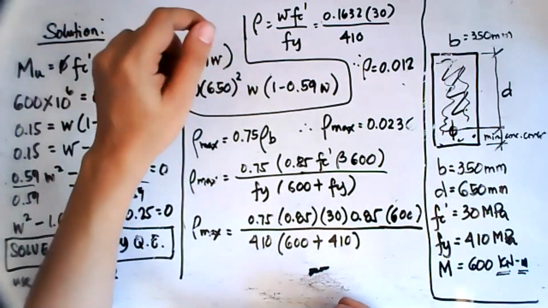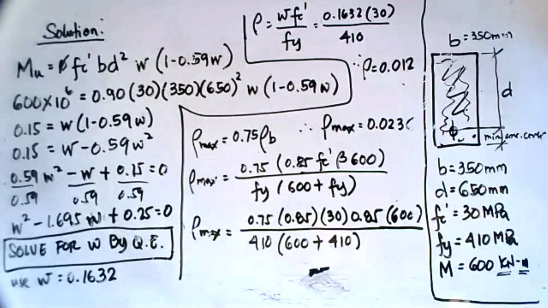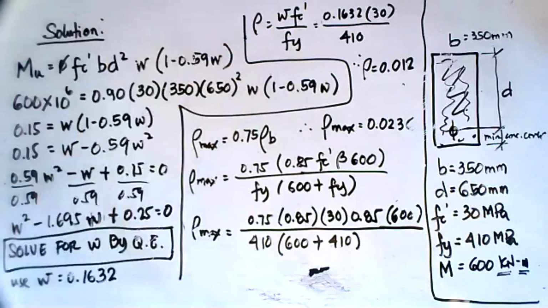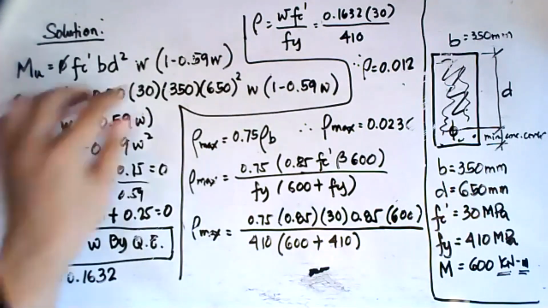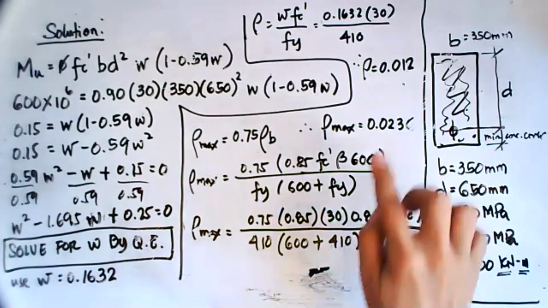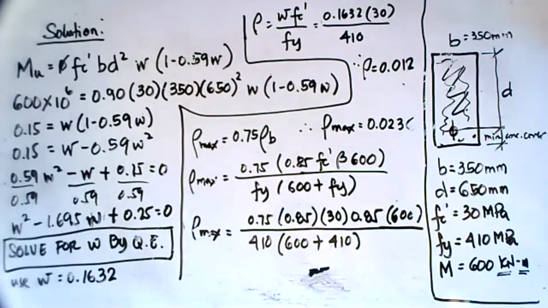How do we determine the area of the bar? We need to find out first the steel concrete ratio. The steel concrete ratio has a formula of W Fc prime over Fy, wherein W is the design coefficient for ductility, Fc prime is the compressive strength of concrete, Fy is the yield strength of steel. So based on computation, the value of rho is 0.012. This value of rho shall be used to determine how many bars we have to provide in the section.